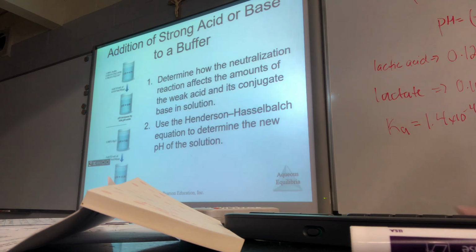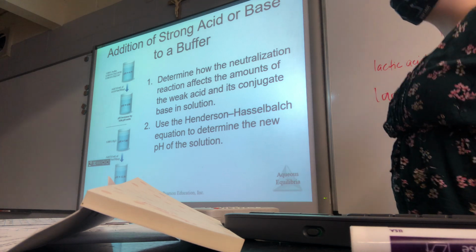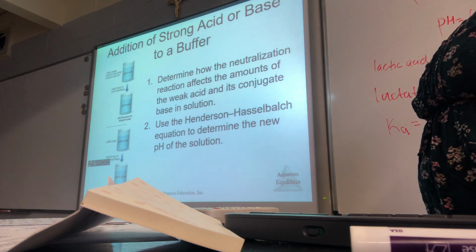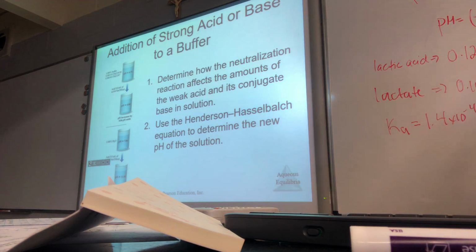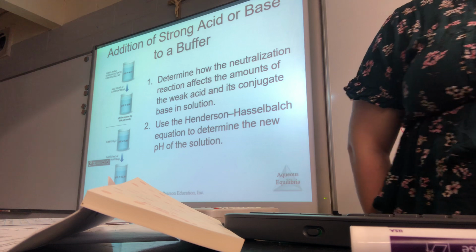Two-step process to do this. First one says to determine the neutralization reaction. That's the very first step. That can be kind of the most challenging part of a lot of these different problems. It's to figure out the actual reaction that's taking place. The second is going to be to use the Henderson-Hasselbalch to determine what the pH of the solution should be.